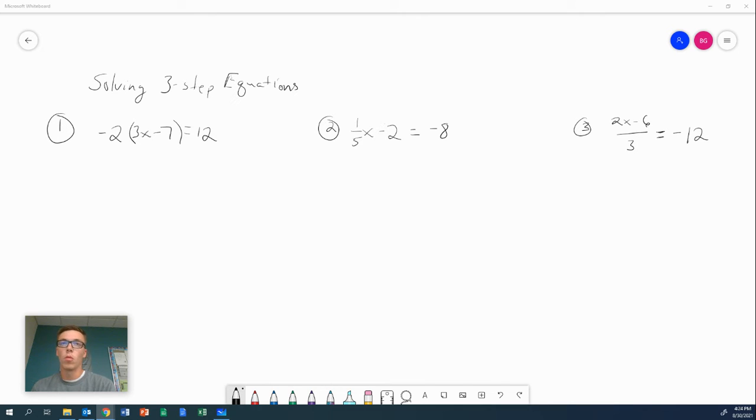So the first one we're going to look at is number one. It's got these parentheses here: -2 times the quantity of 3x minus 7 equals 12. What we need to do is get rid of these parentheses first. So you have to think back, well, how do I get rid of the parentheses if there's a -2 out in front? Well, you need to use the distributive property.